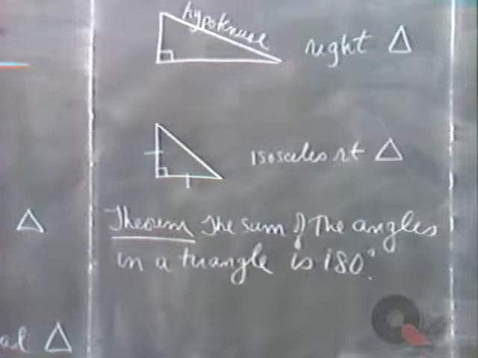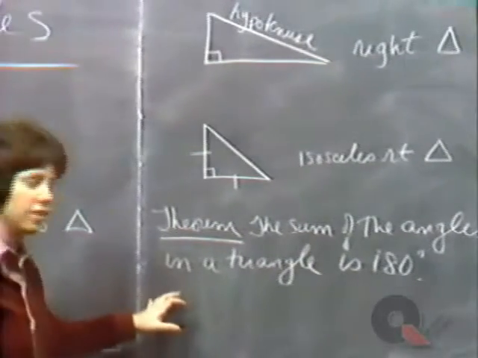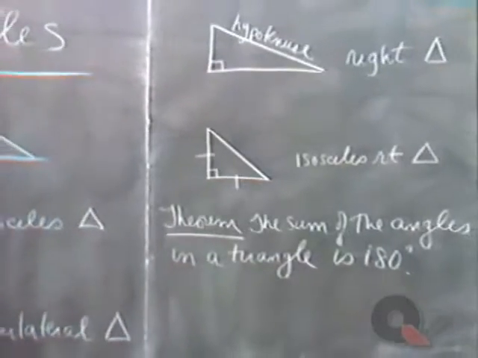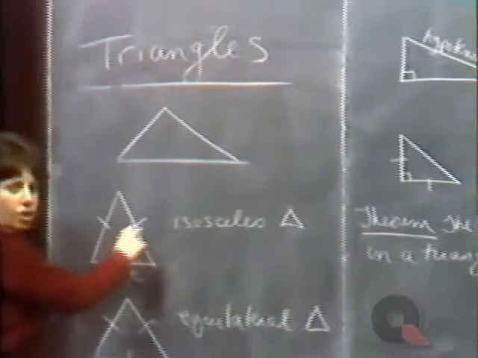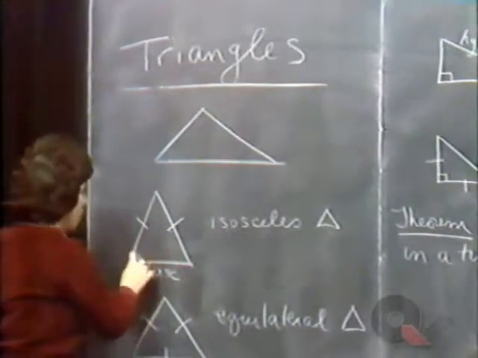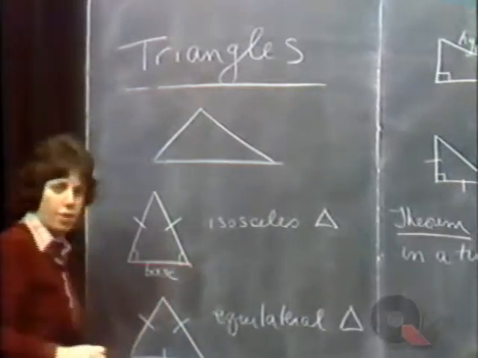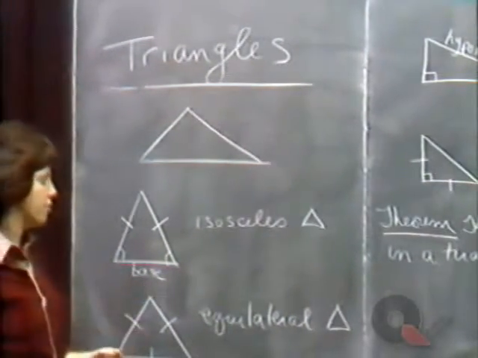Okay, we also have another relationship that says that in an isosceles triangle, not only are these two sides equal, but these two angles are also equal. This is really a theorem. We're not going to prove this one. I'll write this down for you in a moment.